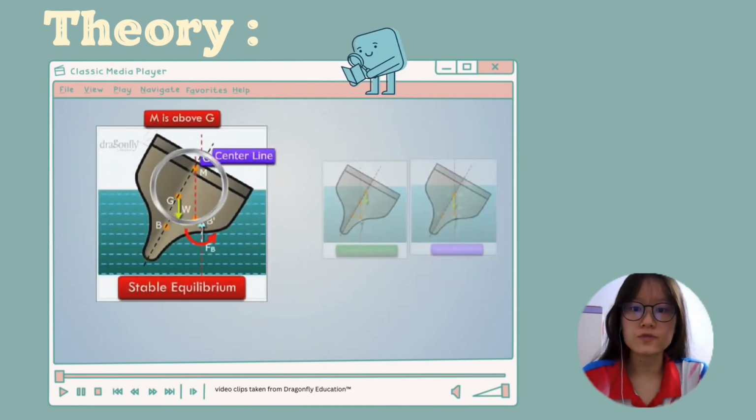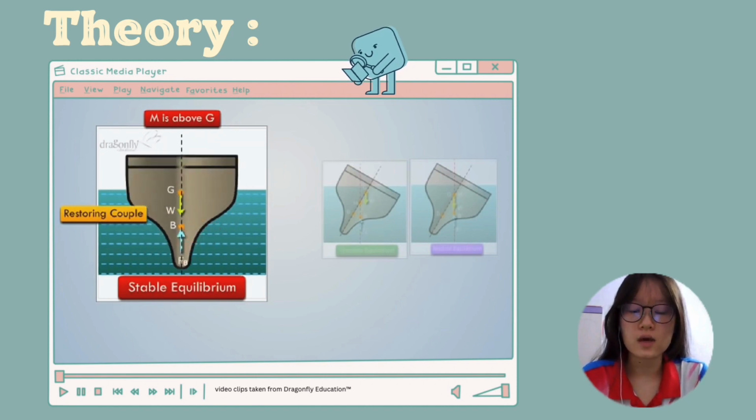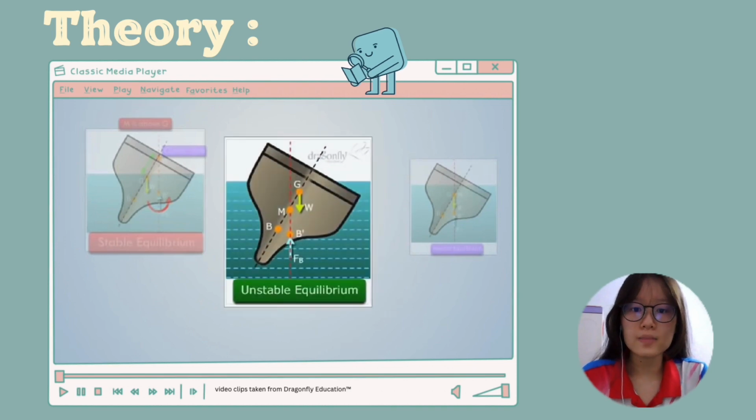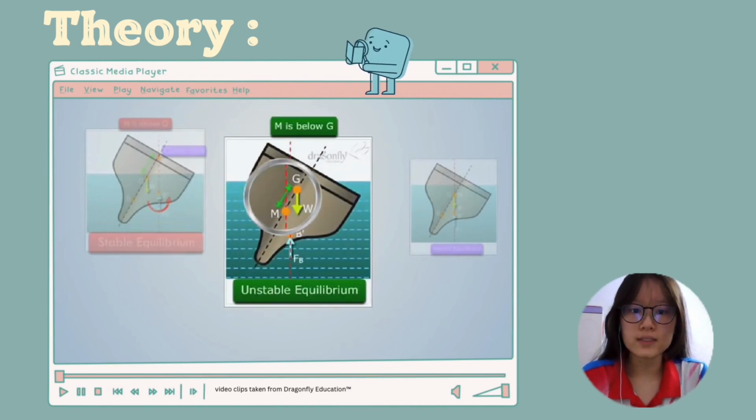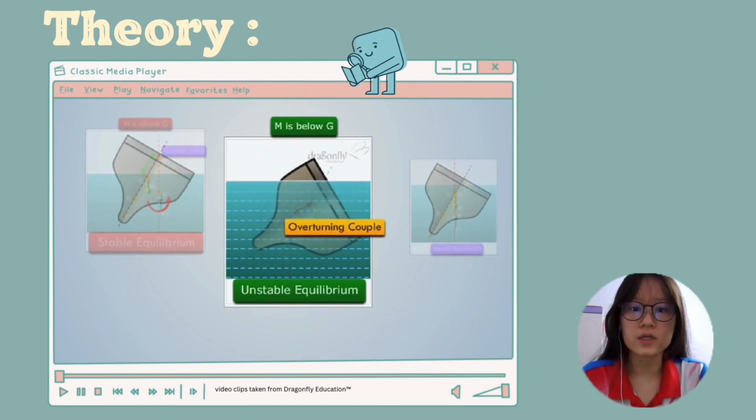When M is above G, a restoring couple is formed by the buoyancy force and the weight of the body, which tends to turn the body to its original position, so the body is said to be in stable equilibrium. When M is below G, an overturning couple is formed by the buoyancy force and the weight of the body, which tends to sink the body from its original position, so the body is said to be in unstable equilibrium.